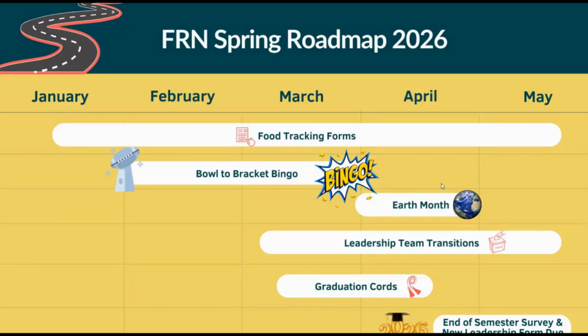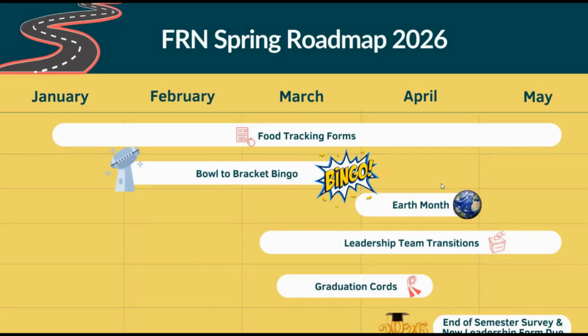If you don't get it, just email me and I will send you the grad cord form. And then end of semester survey and new leadership forms are due at the end of, I think, May. Really important to get because we do utilize all of that information that we get from both of those forms.